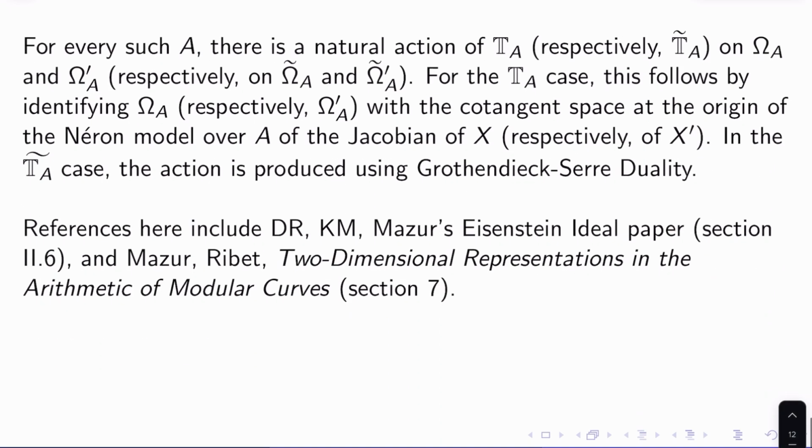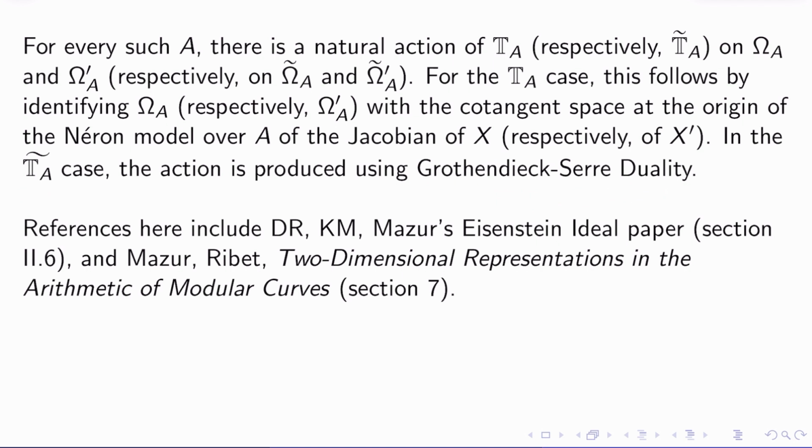So, for every such A, there is a natural action of the Hecke algebra T sub A, respectively T tilde sub A, on omega A and omega prime A, respectively on omega tilde sub A and omega tilde prime sub A. Why? Well, for the T sub A case, this follows by identifying omega A, respectively omega prime A, with the cotangent space at the origin of the Néron model of A over the Jacobian of X, respectively of X prime. What about in the T tilde sub A case? You need Grothendieck-Serre duality for this.